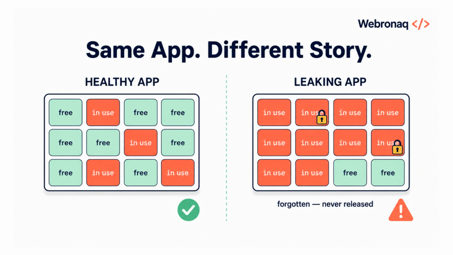Look at the two sides. On the left, a healthy app. It uses what it needs, frees the rest, and there's plenty of room to keep working. On the right, the same app. But every time it finishes a task, a few memory cells stay locked. The app doesn't even know they're locked. It just moves on to the next task, locks a few more, then a few more. The memory is technically in use, but nothing is actually using it. That's a leak. It's not a crash. It's not an error message. It's just memory that quietly stops coming back.